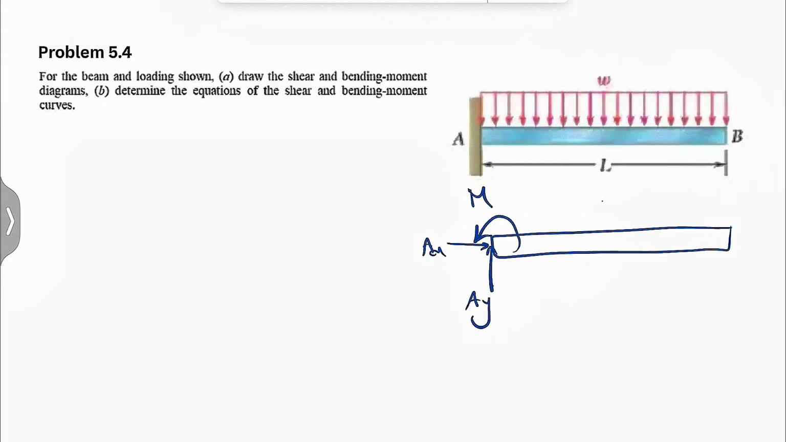we have the distributed force, which we want to replace with a concentrated force. It's going to be W times L, and it's going to act at the midpoint of this beam, so L divided by 2, and that's pretty much everything. And we're going to apply our equilibrium equations. Sum of all forces in X equals 0, which means AX is 0.